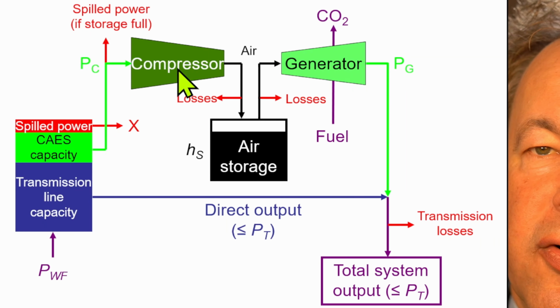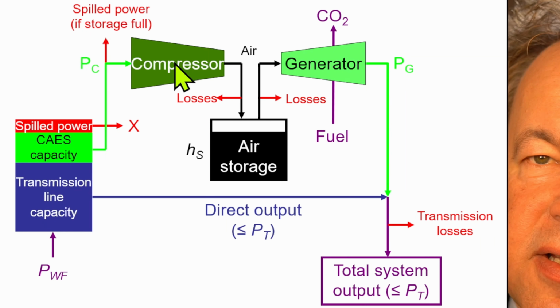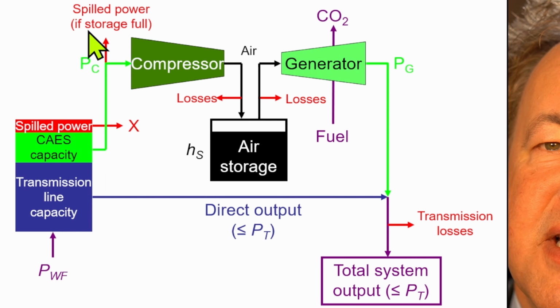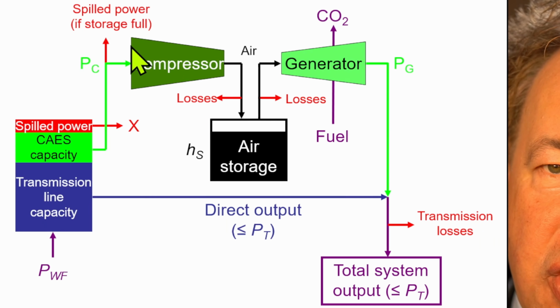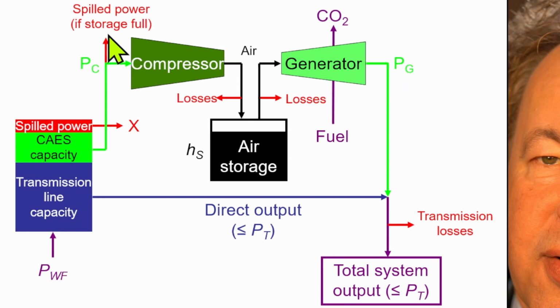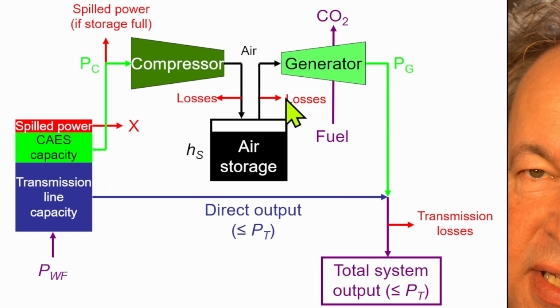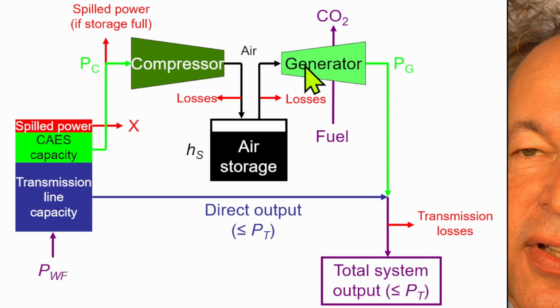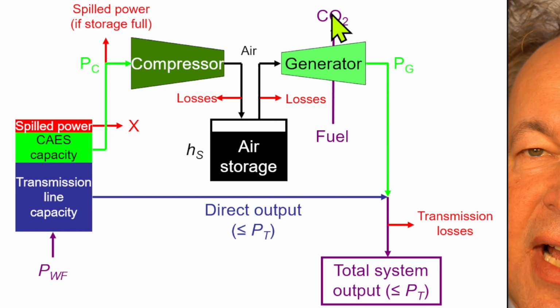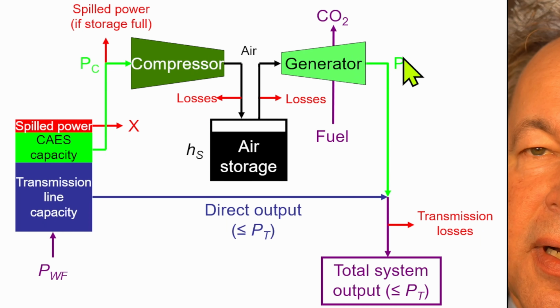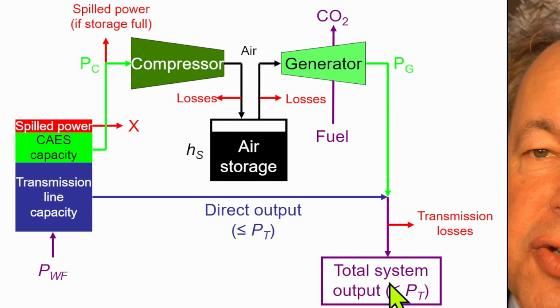Also, even if the compressor would be digesting it, there could be the possibility that the storage is already full, so you cannot use that power either. Then if you release the air storage, you have some losses here, and then you have the turbine with the methane fuel. You have some emissions of carbon dioxide. Then you have the output power here, PG. You can feed it into the transmission lines.